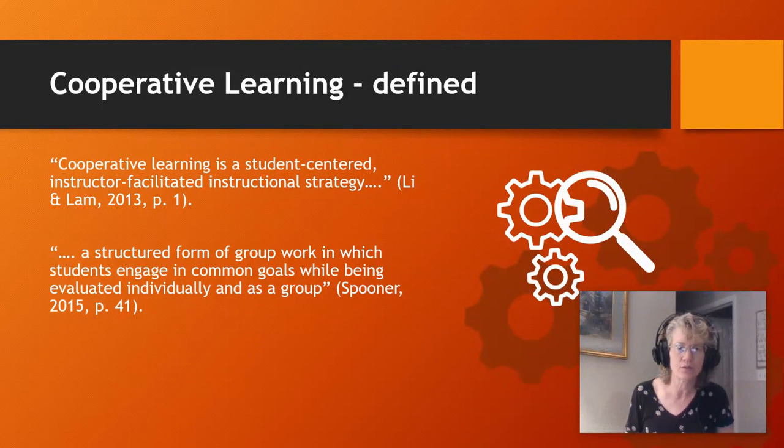Cooperative learning is a student centered, instructor facilitated instructional strategy. Structured forms, that includes the instructor facilitated part, of group work in which students engage in common goals while being evaluated individually and as a group. It's not just throwing students into groups, it's group work with purpose, and the group and individual members have to meet the learning objective. And students have to be taught how to work together.